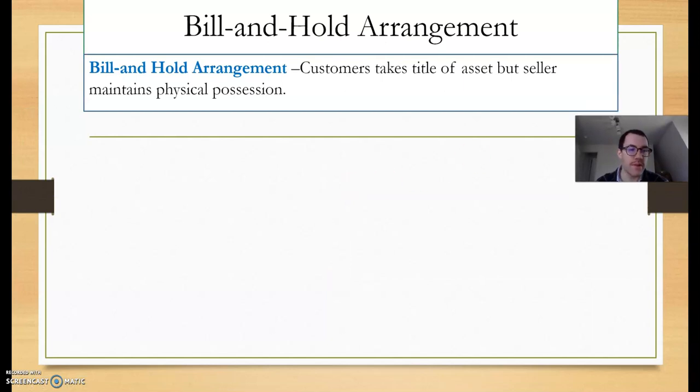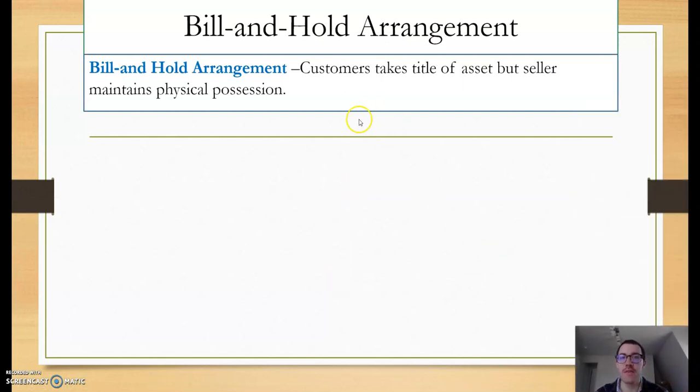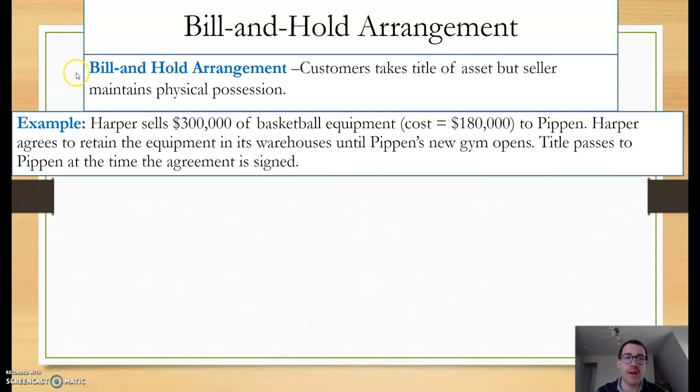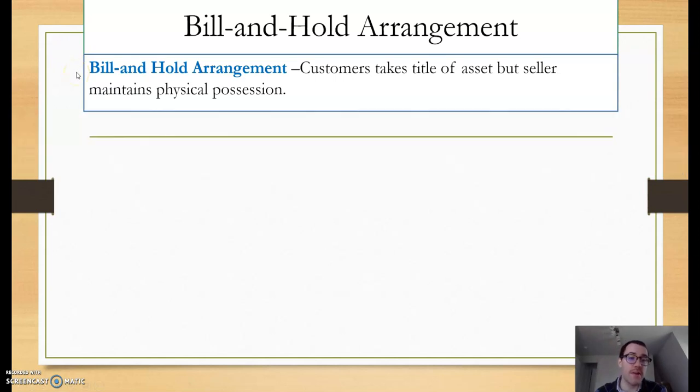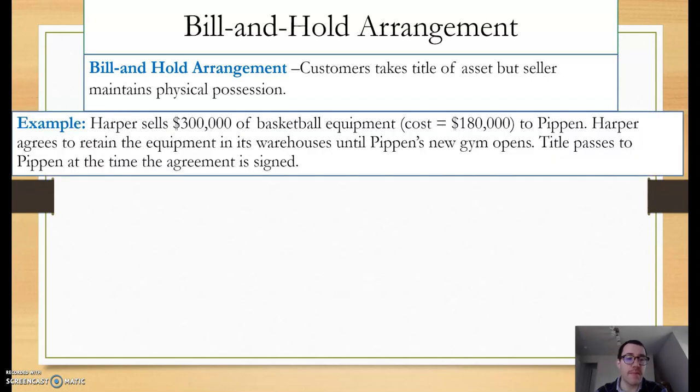Bill and hold arrangements, another special situation where customers take title of the asset, but the seller maintains the physical possession. So very dangerous area for earnings management, right? You're auditing a company, you go in their warehouse, and they tell you that all this stuff over here has been sold. And you're like, well, why is it still here? Kind of fishy, right? The FASB says you can recognize revenue, but you got to pass the test. A lot of requirements need to be met.